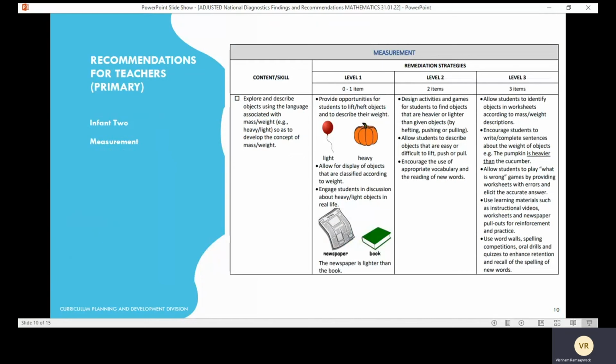And these are also produced by the curriculum division. Language, again, is emphasized here, and through the recommendation of the use of word walls, spelling competitions, oral drills, and quizzes to enhance retention and recall of the spelling of new words.